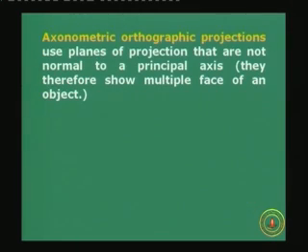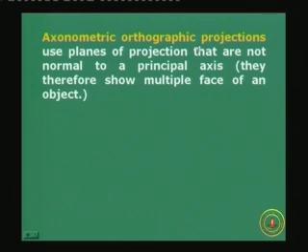Okay, let us look at the definition of axonometric and isometric views. First, axonometric orthographic projection. Remember, orthographic type of projections had a side view, front view and a top view, and then axonometric. They use planes of projection that are not normal to a principal axis. That is what I was talking about.